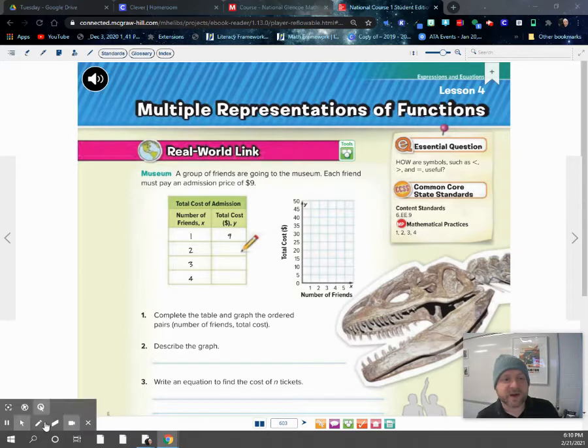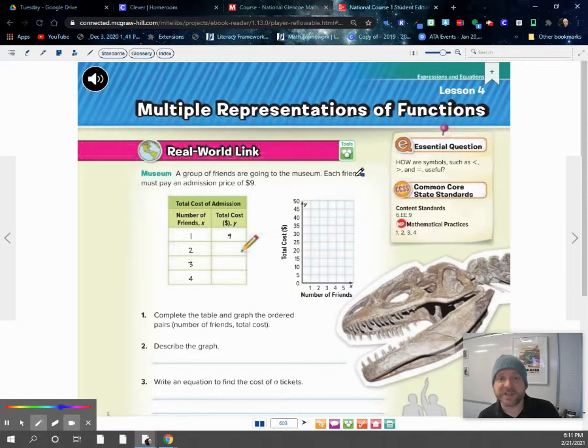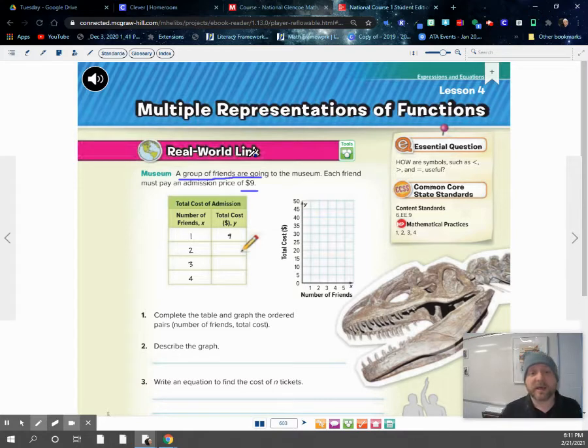So here's our problem today. It says a group of friends are going to the museum. Each friend must pay an admission price of $9. So here is what we are working with. We know that $9 is the price of admission, and we know that a group of friends are going to the museum. We don't know how many are in the group. So we want to figure out a function that could show how much it would cost for them to get into the museum for any number of friends that go.